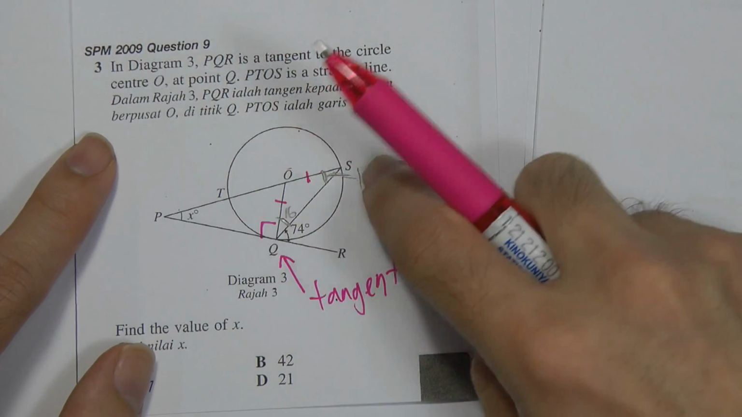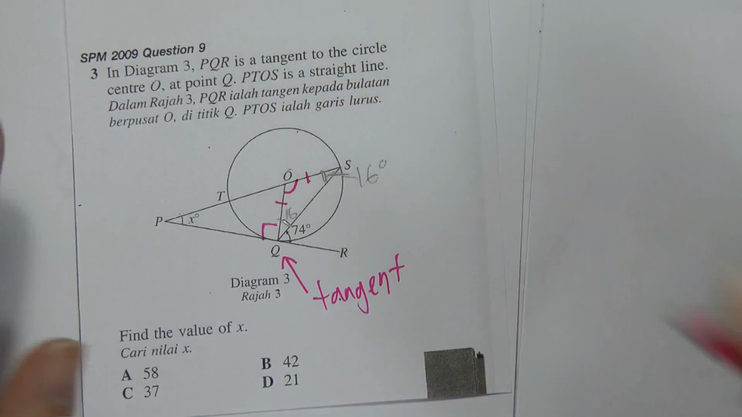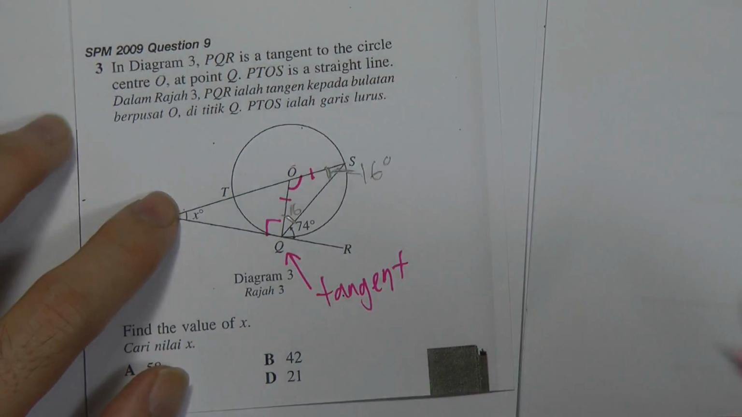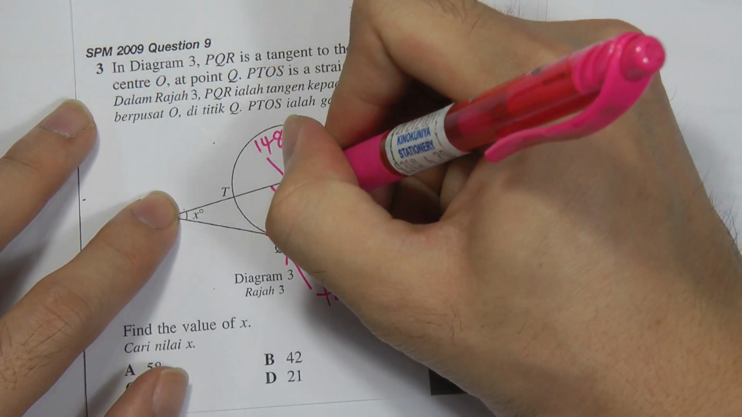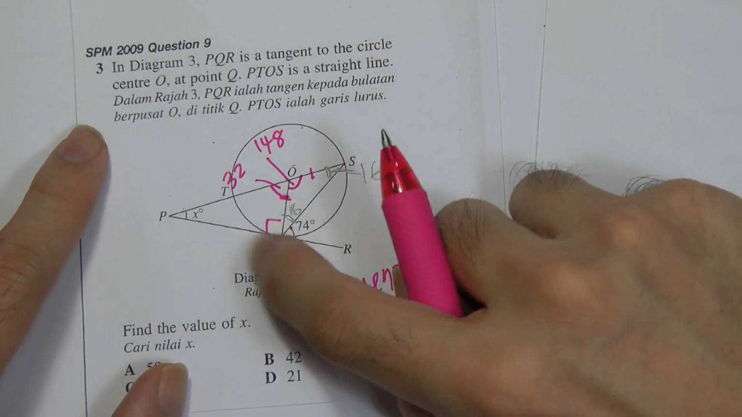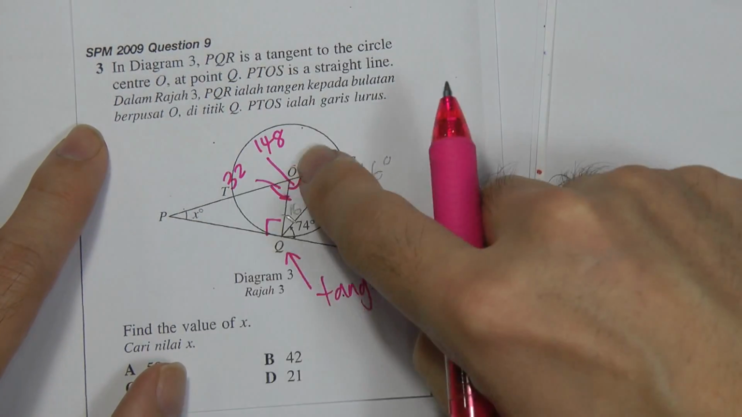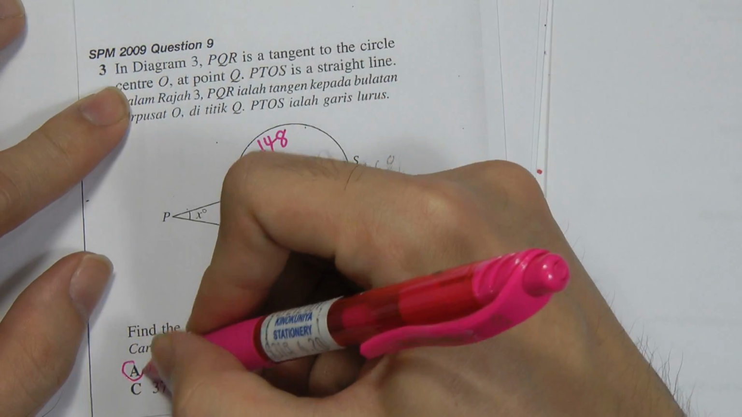Okay, so if this is 16, 16, that's 32, we can easily get this angle. 180 minus 32, we will get 148. So this angle is 148. That means we know this angle is equal to 32. So if this angle equals 32, in one triangle we have 32, 90, then we can get x because a triangle is 180. So we use 180 minus 90 minus 32. So the answer is 58. Answer is A.